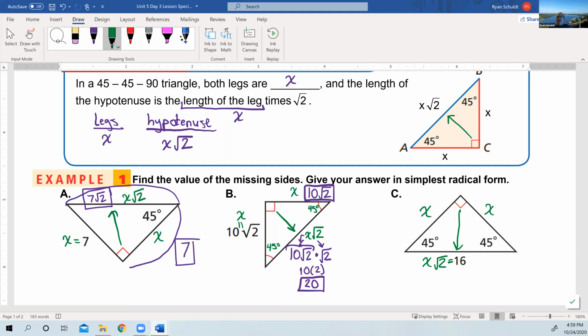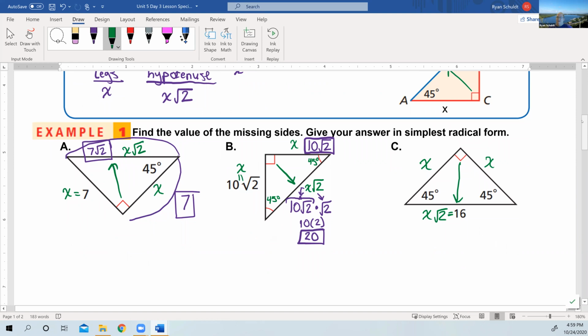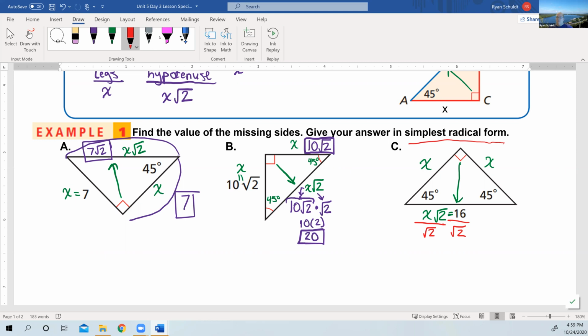Well, here we have a little equation we've got to solve to get x. So let's do that. I want x by itself, so I'm going to divide by the square root of 2. Now notice, they want our answers in simplest radical form. So don't just put this in your calculator and say, oh, here's your answer. It's some decimal. No, don't do that. x is equal to 16 divided by the square root of 2.